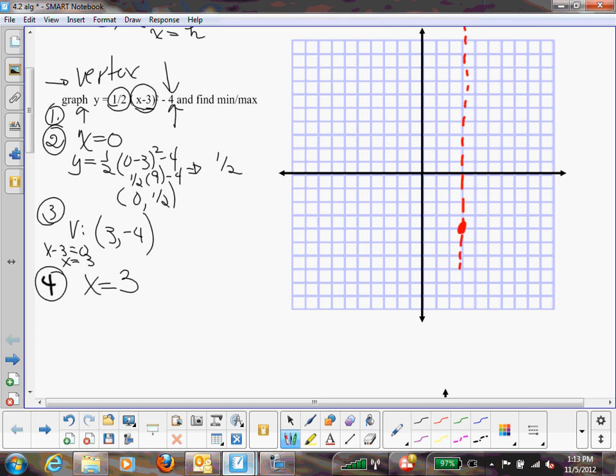The y-intercept is at 0, 1/2, correct? That's right there. So what is our reflection point?